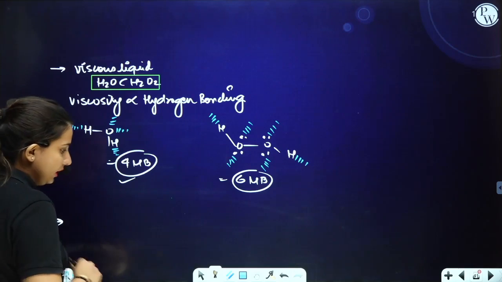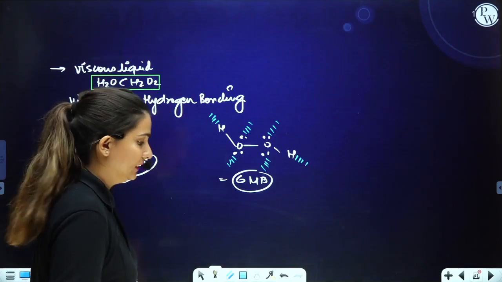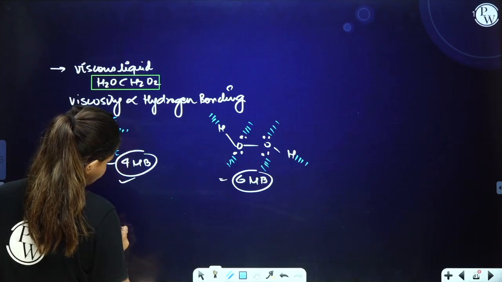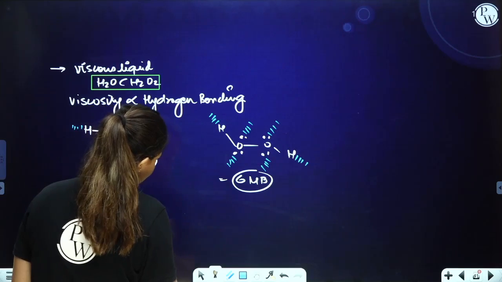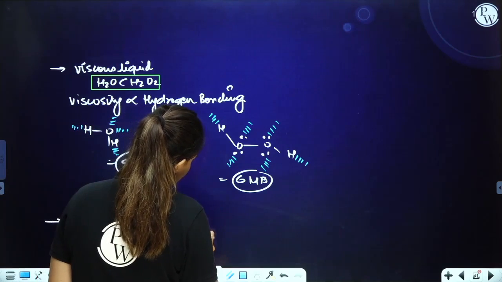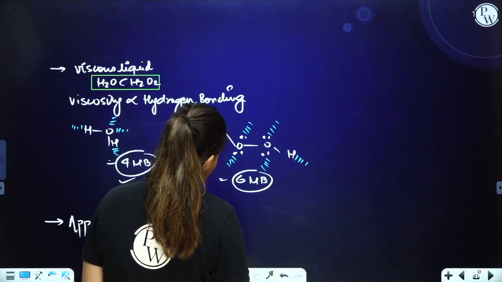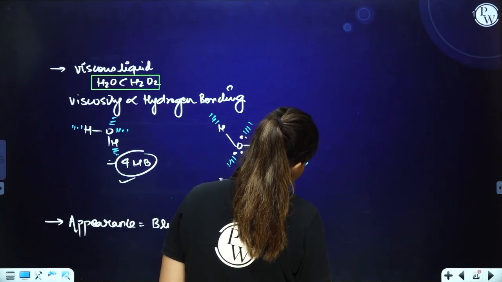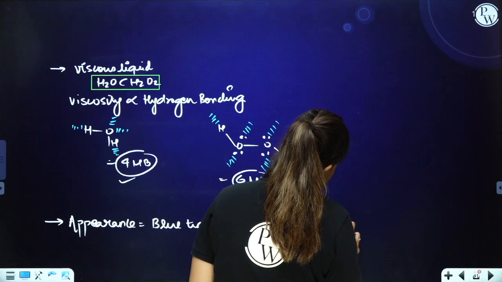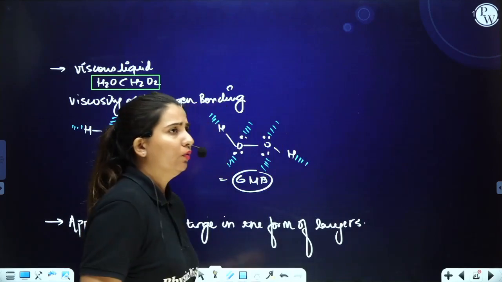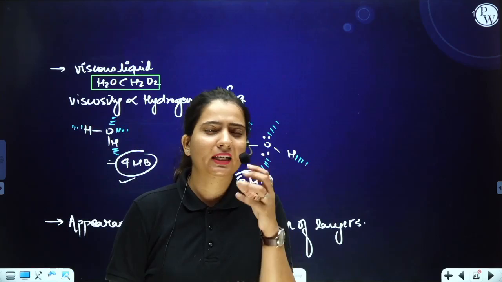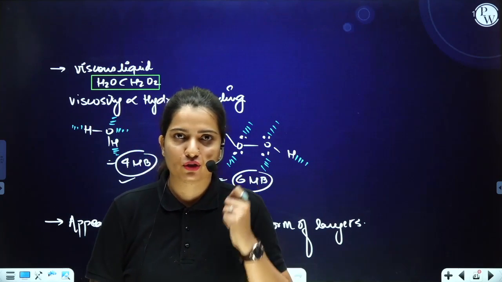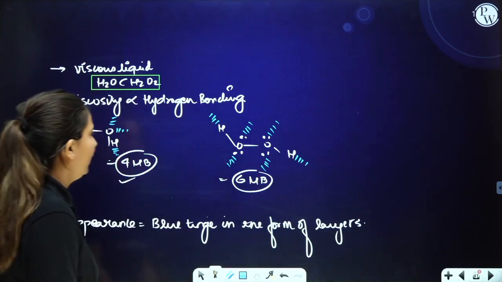Now, another important thing related to H2O2 is its appearance. It has a blue tinge in the form of layers. Whenever you see H2O2 liquid, you will see very viscous layers and a slight appearance of bluish color, which is known as the bluish tinge. So this is the appearance of H2O2. You need to remember this.